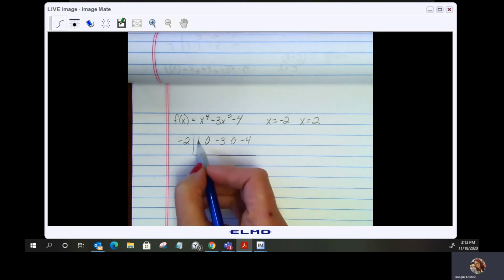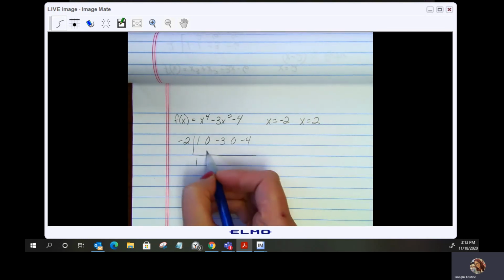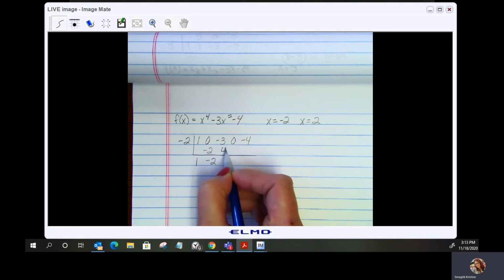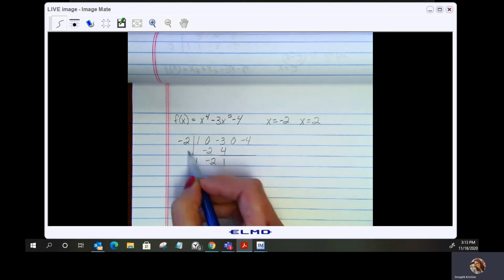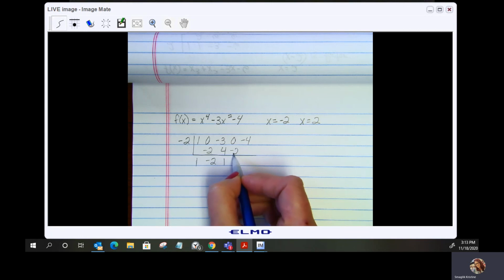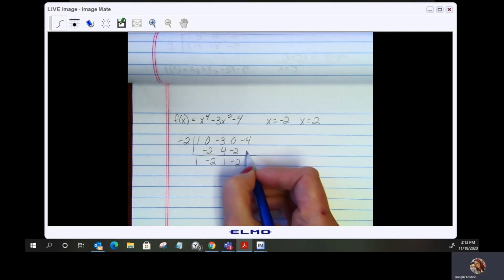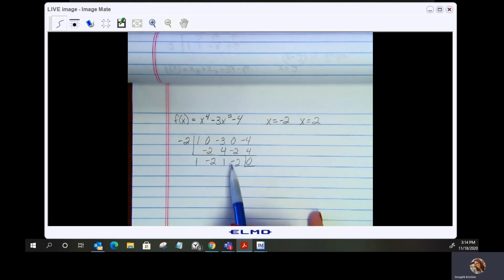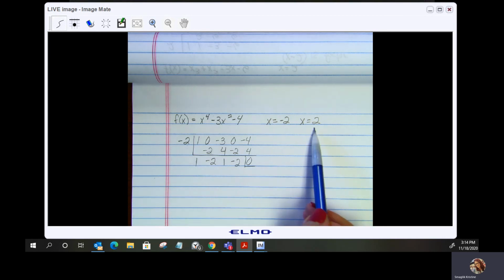So here we go. Drop down that 1. Negative 2 times 1 is negative 2. Add them, I get negative 2. Negative 2 times negative 2 is a positive 4. Add them, we get 1. Negative 2 times 1, negative 2. Add, we get negative 2. And negative 2 times negative 2 is a positive 4. We add, we get 0, which we should. That's my remainder. Now, if you look at this, this is your degree of 0, degree of 1, degree of 2, degree of 3. Okay, I'm still in a cubic, but I still have this other 0 here.